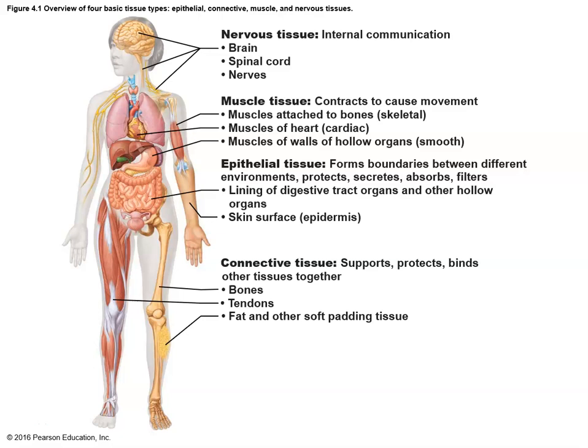Chapter 4 is tissues. And just by looking at this image here, we can see that there are a number of different kinds of tissues that make up the body. And these are the four big groups of tissues: nervous tissue, muscle tissue, epithelial, and connective. And each one of those categories has multiple examples of different types of tissues within it. So the focus of this chapter will be looking at those different tissues.